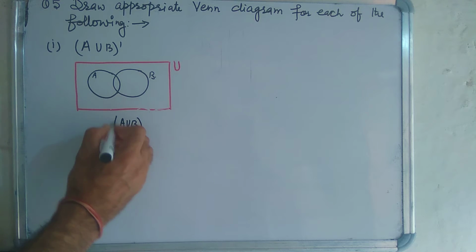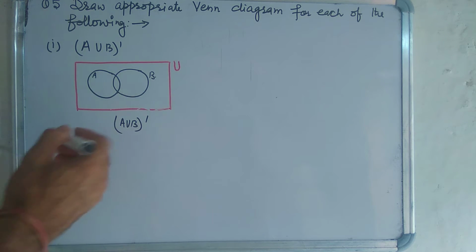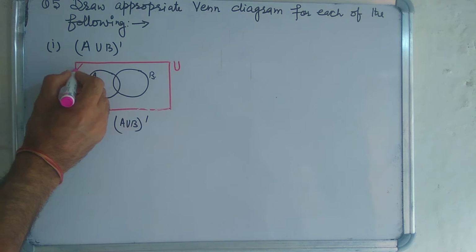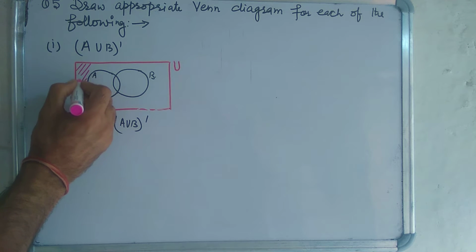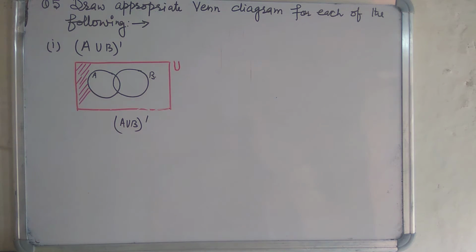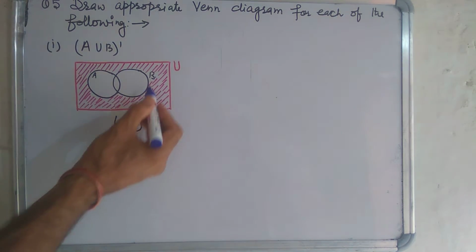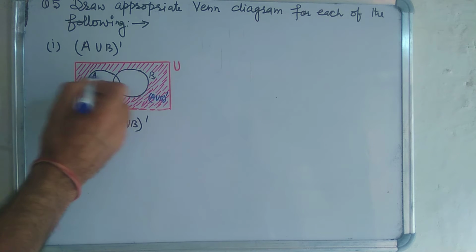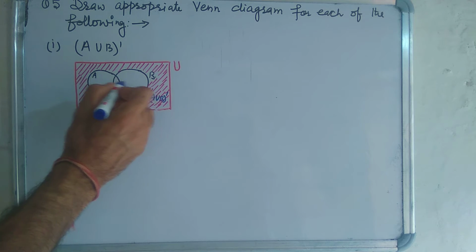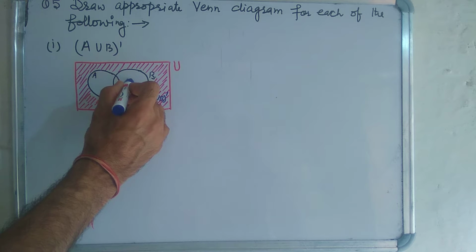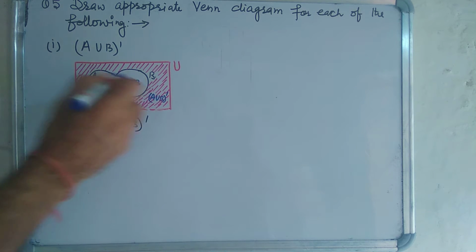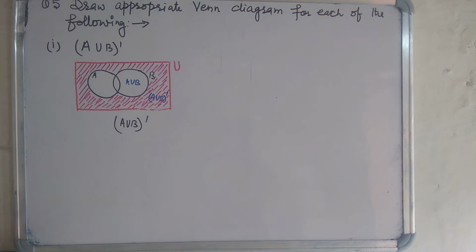is the outside portion of this, the shaded portion. This shaded portion is (A union B) complement, and this inside white portion is A union B. This set is A union B. So this is the Venn diagram for this set.